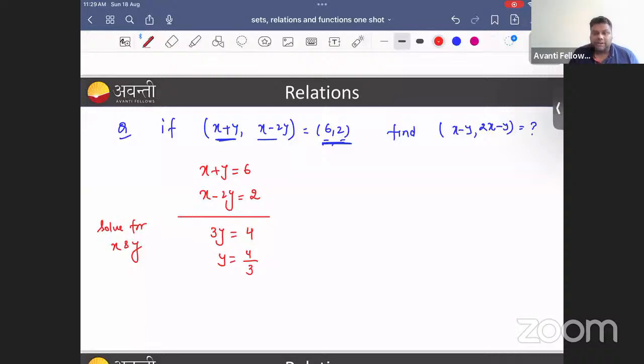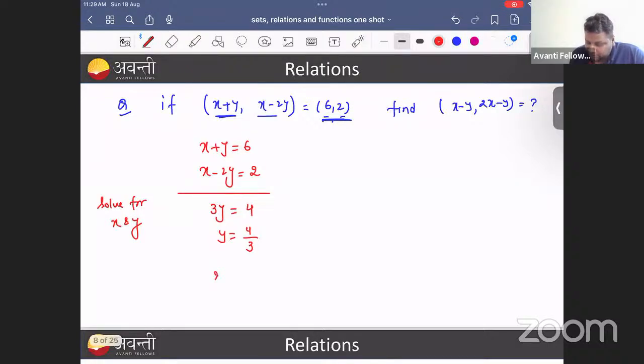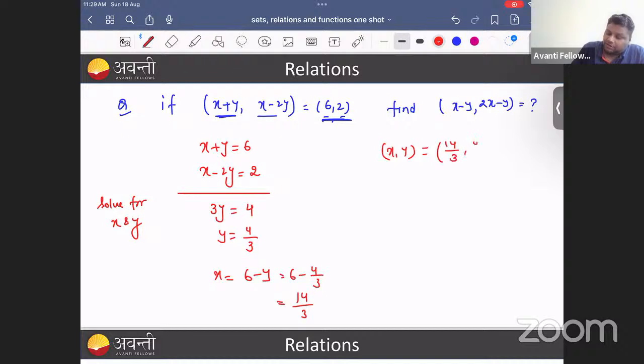Got it? So if 3y equals 4, y came 4 by 3. If you put the value of y, you get x as 6 minus y, that is 6 minus 4 upon 3. 18 minus 4, so 18 minus 4 is what? 14 upon 3. So your ordered pair (x, y) came as 14 upon 3 comma 4 by 3.